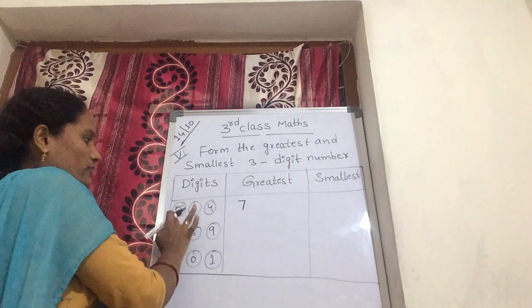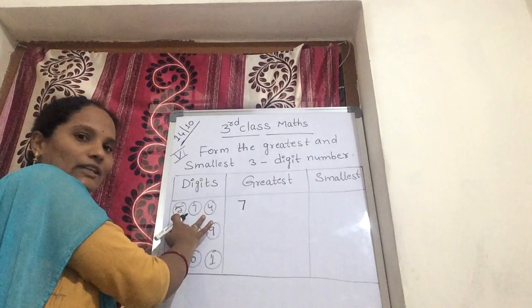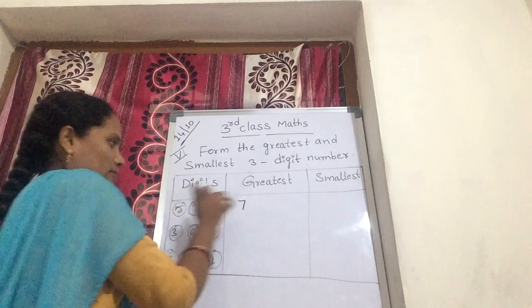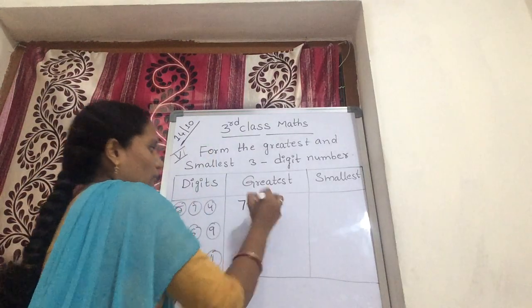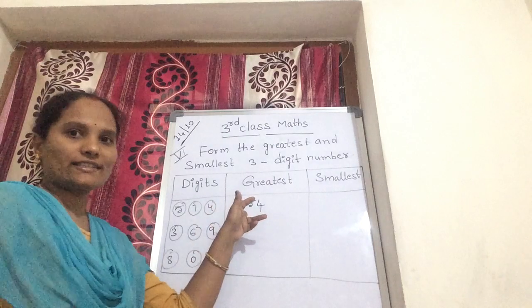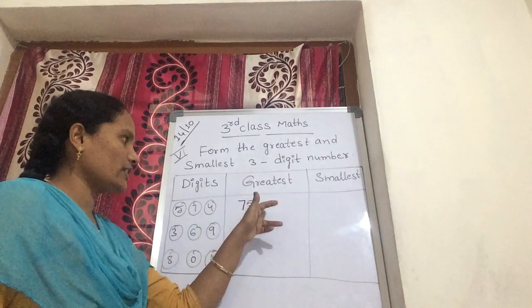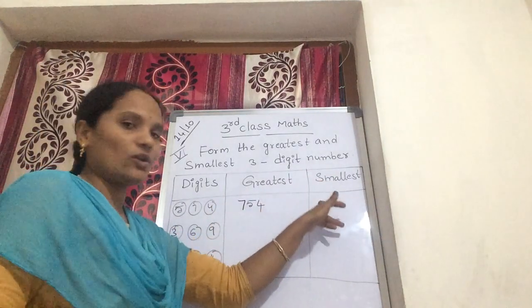Next to 7, after 5 and 4, which one is the greatest? 5 is the greatest digit. Next you should write 5. Now last is 4. Okay children, what is our greatest number? 754.